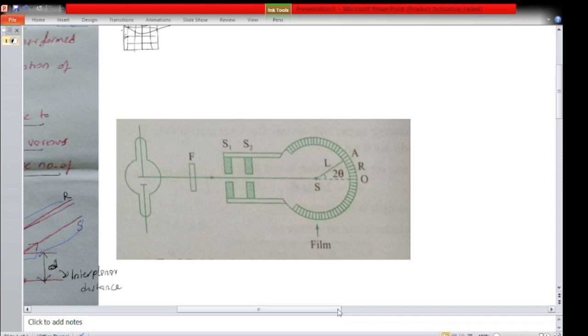So this Bragg spectrometer consists of different parts, as we can see from the figure. The X-rays from an X-ray tube were allowed to pass through the slits S1 and S2. Okay, this is the X-ray source.